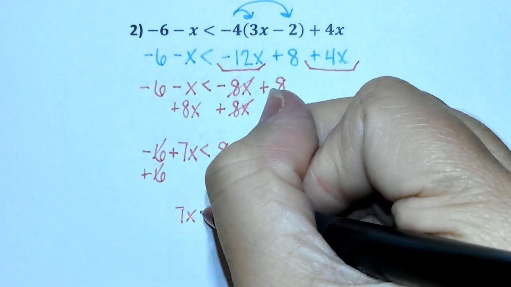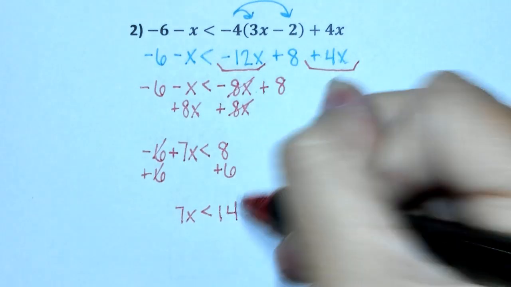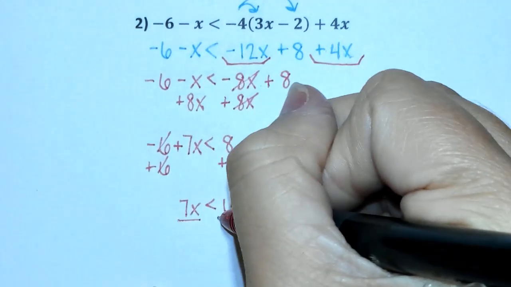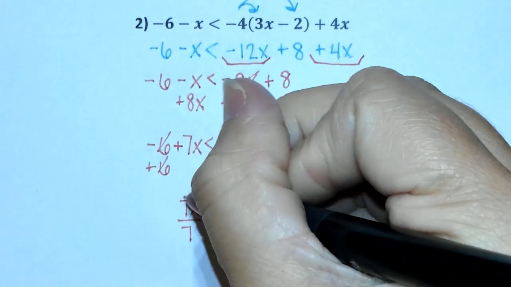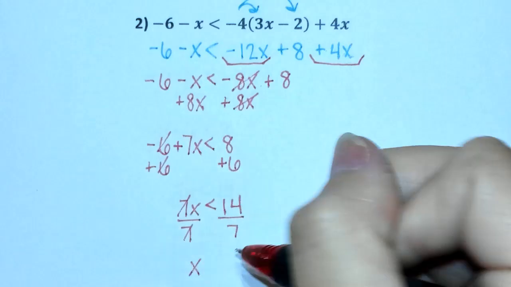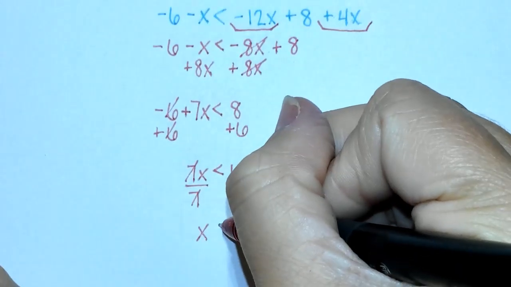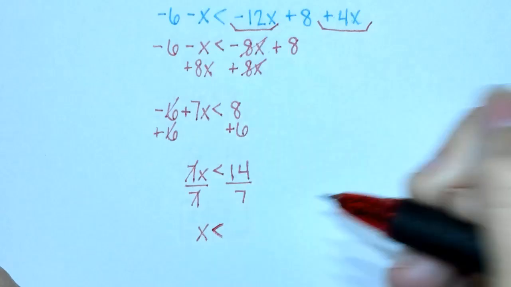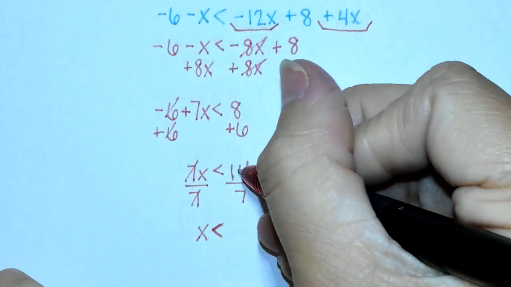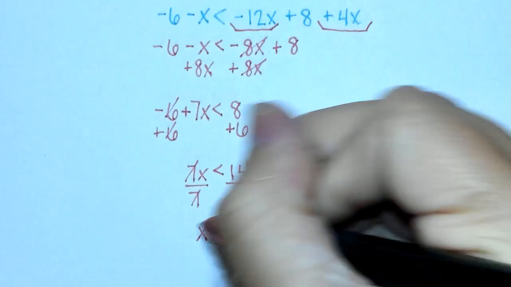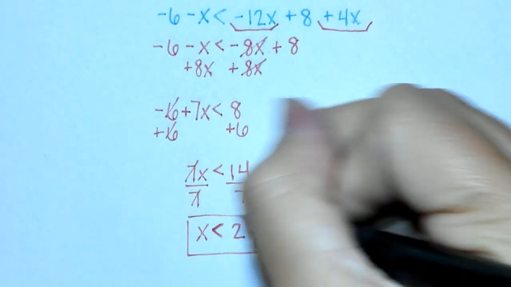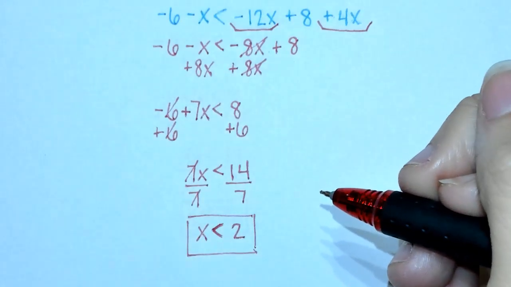7x is less than 14. And my last step, divide both sides by 7. 7x divided by 7 is just x. All right, bring down my symbol because I did not divide by a negative number. It is positive, so my sign stays the same. 14 divided by 7 is 2. So I would read that as x is less than 2.